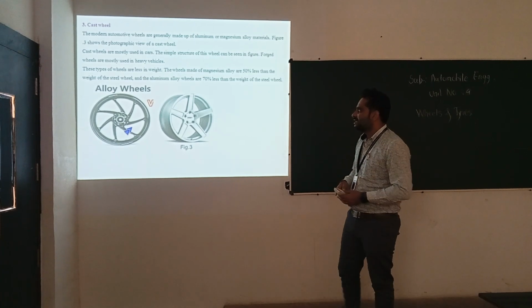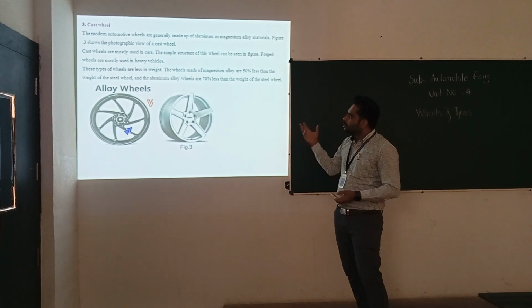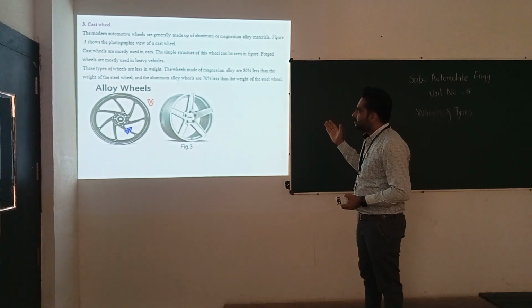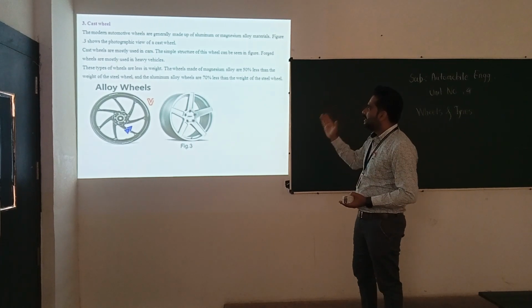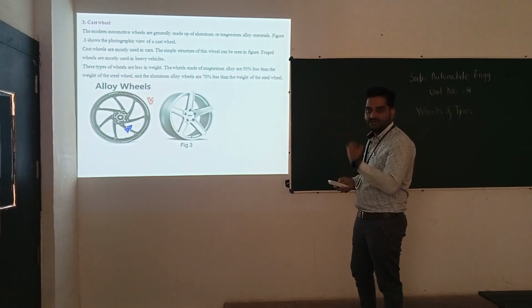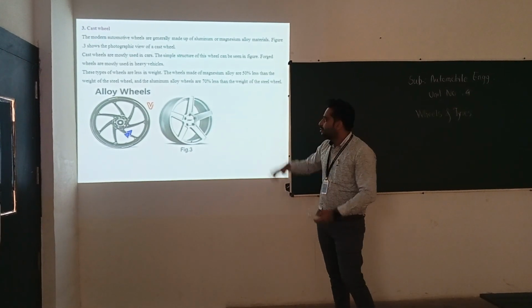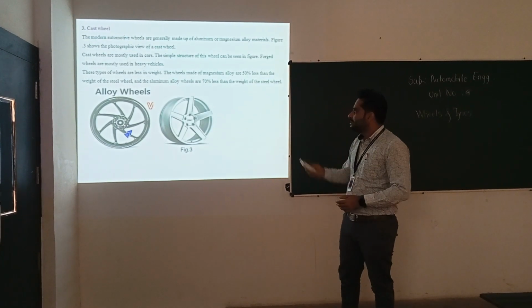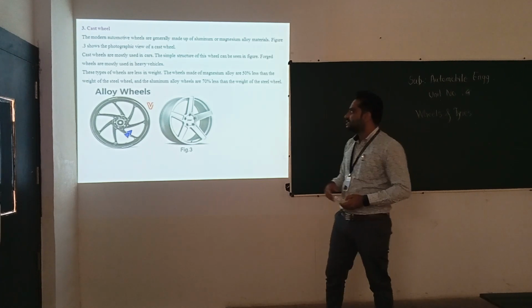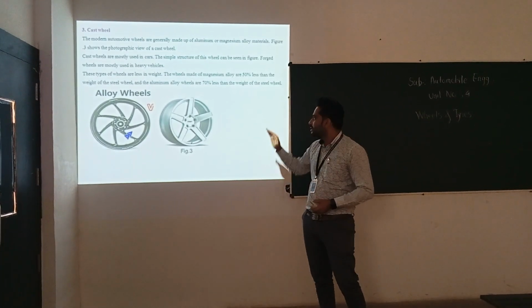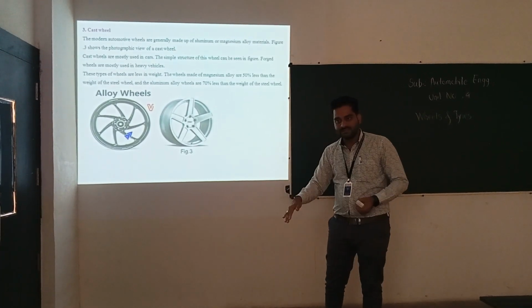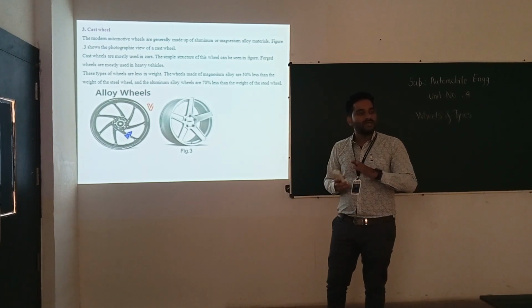These types of wheels are less in weight. Wheels made of magnesium alloy weigh almost 50% less than steel wheels. Aluminium alloy wheels weigh 70% less as compared to steel wheels. So aluminium alloy is much lighter in weight.